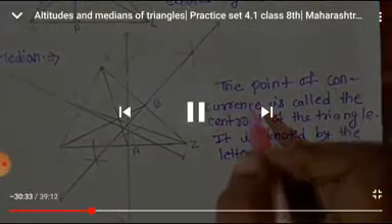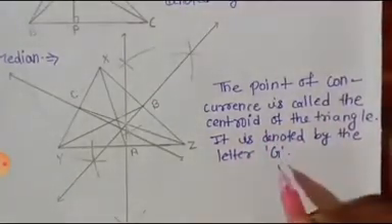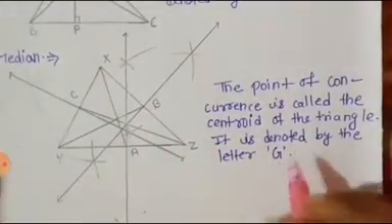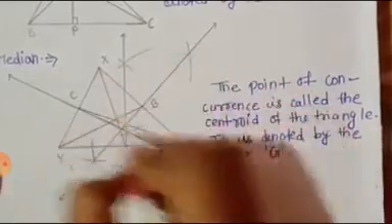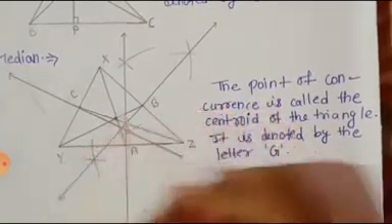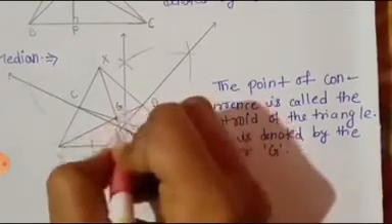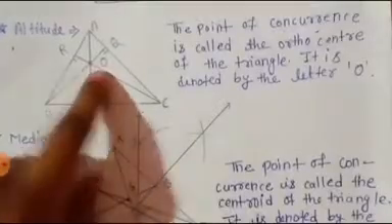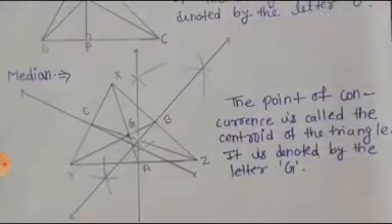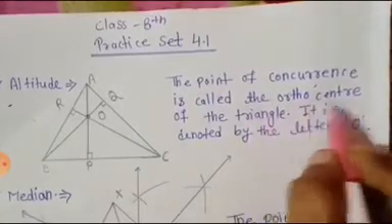The point of concurrence of the medians is the centroid of a triangle. It is denoted by the letter G. If 3 medians concurrent at a certain point, this point we will call G, and this point of concurrence is called the centroid. The point of concurrence of altitudes we call the orthocenter, and the point of concurrence of medians we call the centroid. Orthocenter is always denoted by O, and centroid is always denoted by G.